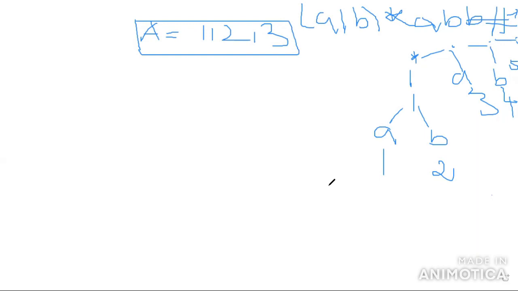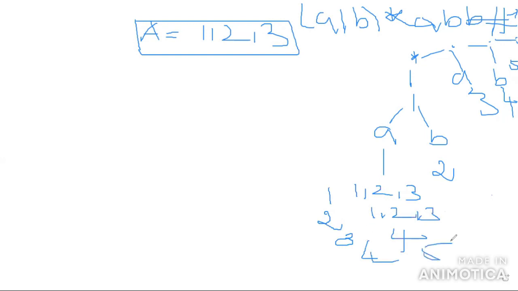Then you can write the follow position for all the nodes. The follow position of 1 is 1, 2, 3. The follow position of 2 is 1, 2, 3. The follow position of 3 is 4. The follow position of 4 is 5. The follow position of 5 is 6. The follow position of 6 is empty. So this is for the follow positions.